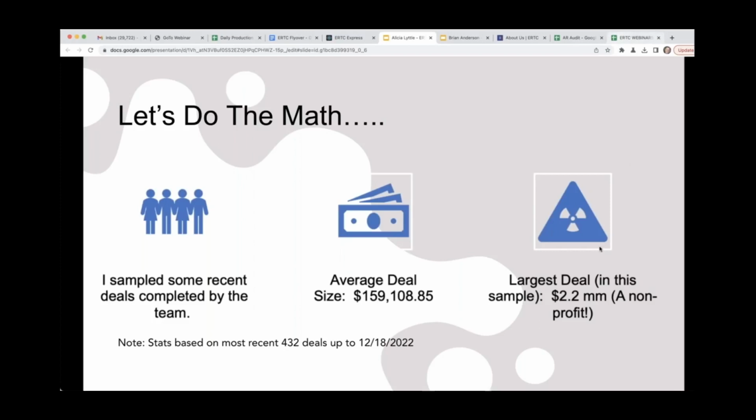Really happy. Now, I want you to look on the far right. The largest deal in this specific sample size was $2.2 million, and it was a nonprofit. How many of you feel you're passionate about nonprofits, charities, churches, or doing good by others? Is that something that interests you? Do you feel good, warmth when you hear about people doing that kind of work? Wait till I tell you what this specific business was.